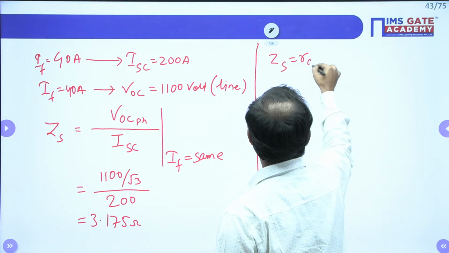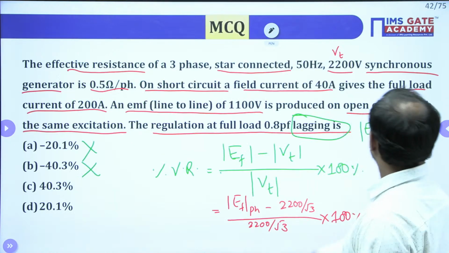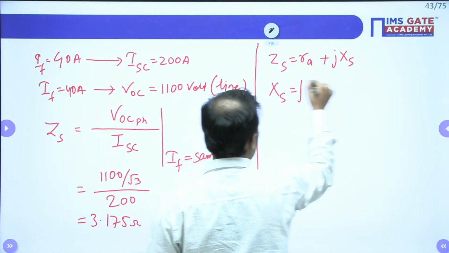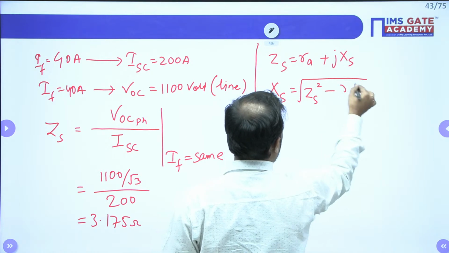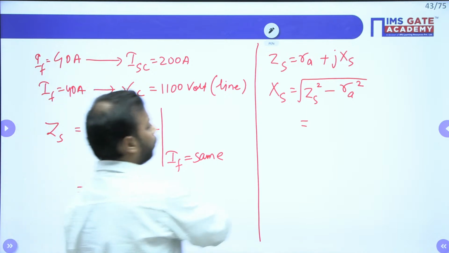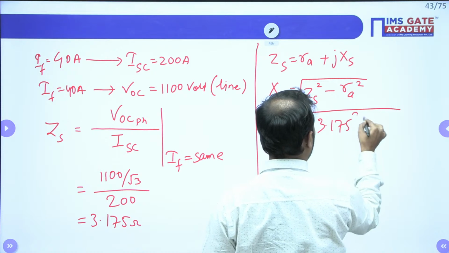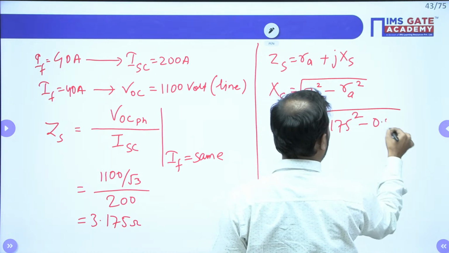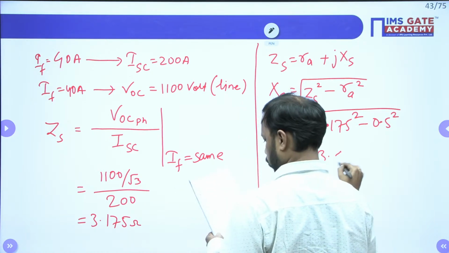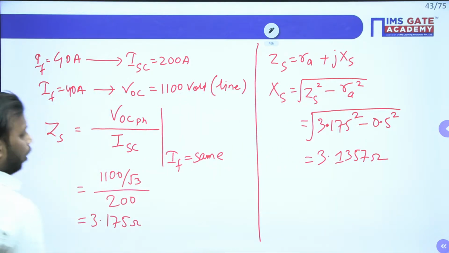All right. So what is ZS? ZS is RA plus jXS. Do we have RA? 0.5. So from here XS is equal to the root of ZS square minus RA square. We have calculated ZS, we have RA as 0.5, so 3.175 whole square minus 0.5 whole square. From here XS is 3.1357 ohm. All right. So next is what?